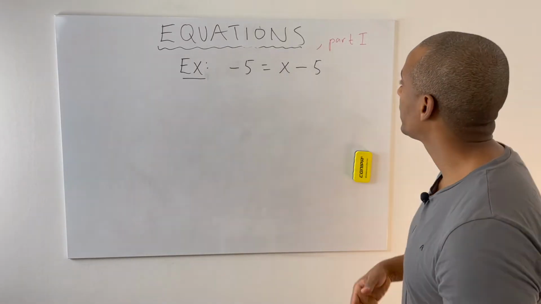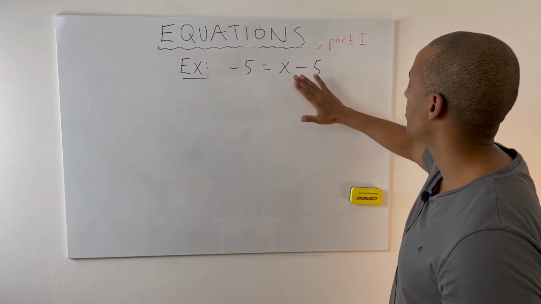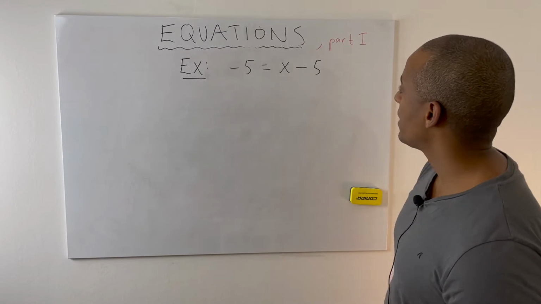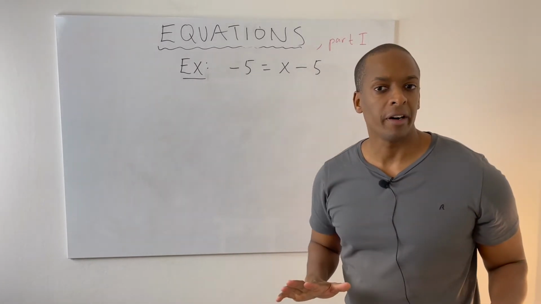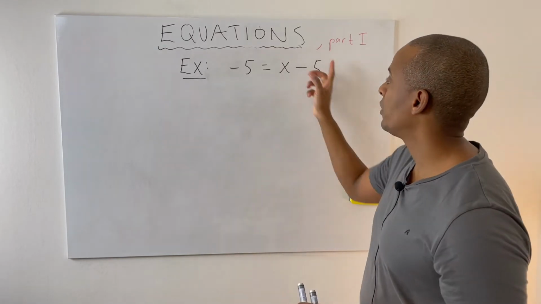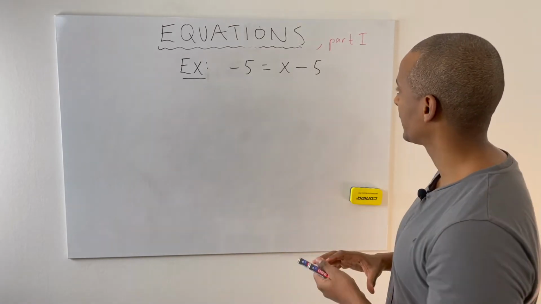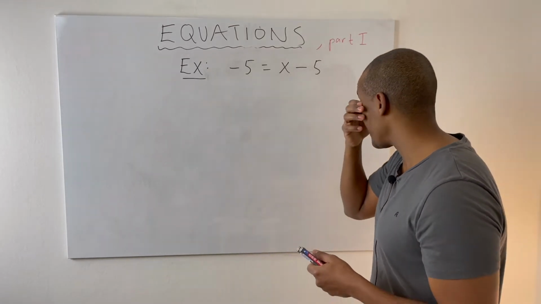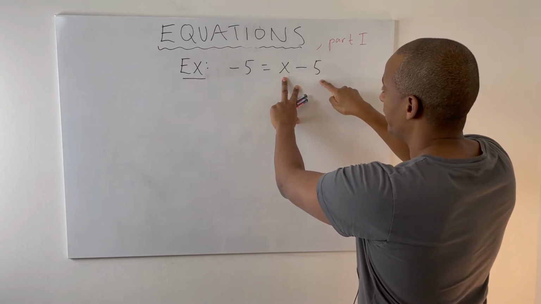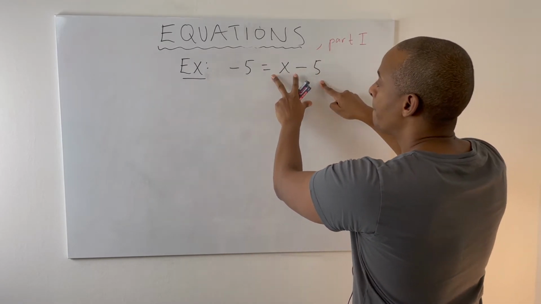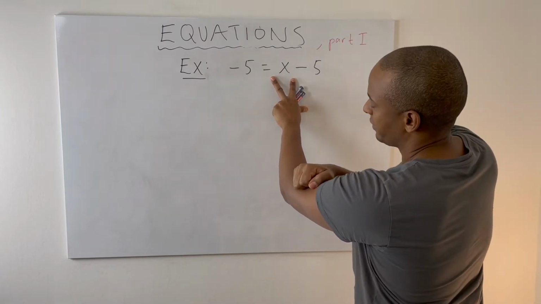Okay, so here I've written another equation. Here we have minus 5 is equal to x minus 5. But wait a minute, the x is on the right-hand side of the equation. That's totally fine. X could be on either side or on both sides of the equation. It's still an equation, okay? And our goal is to isolate x. So now we want to get rid of the minus 5, because then x is going to be by itself on the right-hand side of the equation, and then x is isolated.